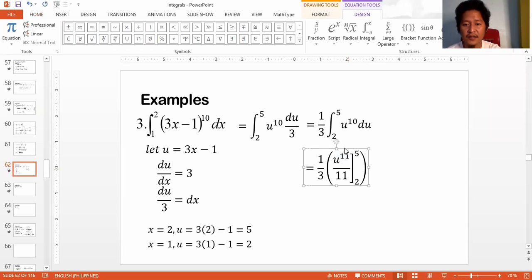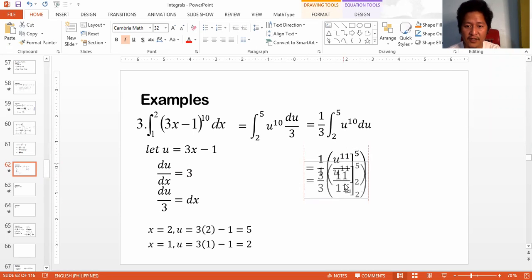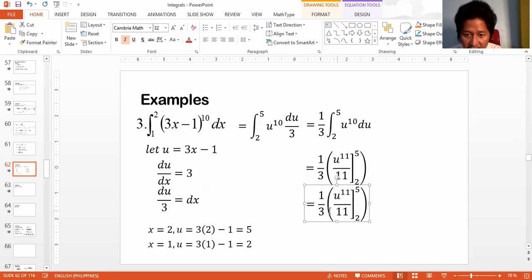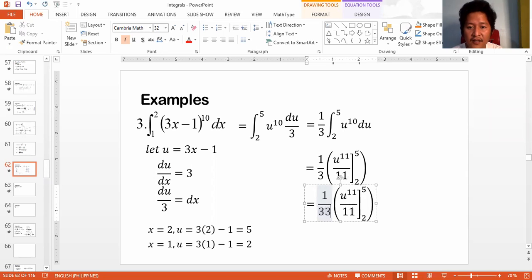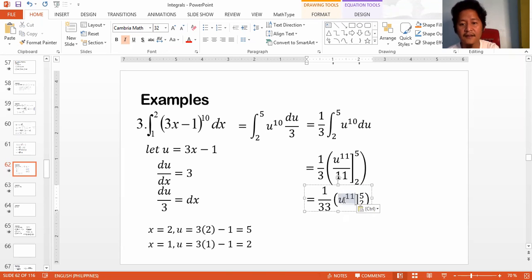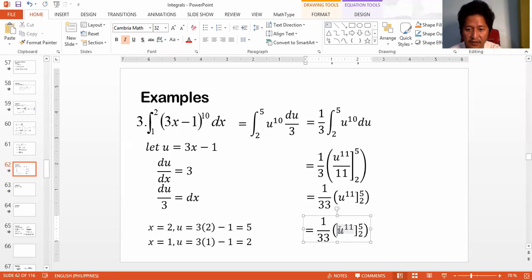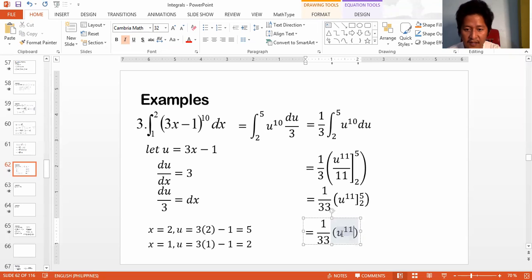Okay, so let me just again, siguro ilabas ko muna ulit yung constant na 11 para hindi na natin siya maisama. So 3 times 11, so this will just be 33. Okay, and then matitira na lang ay itong u to the 11. And then we now just substitute yung upper limit minus lower limit. So u to the 11. So first is yung upper limit, which is 5. And then yung lower limit natin which is 2. So upper minus lower.